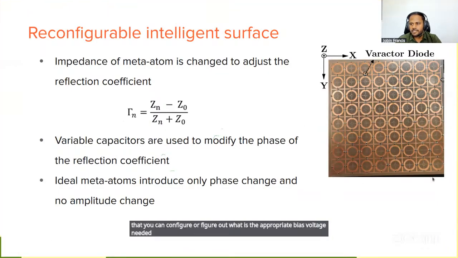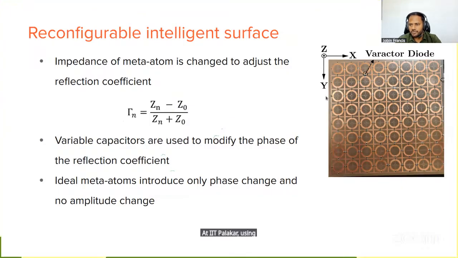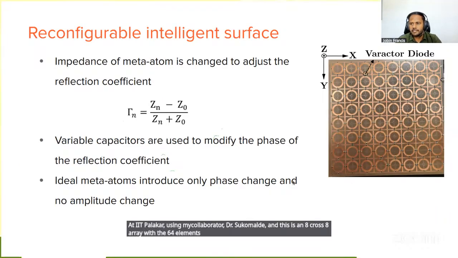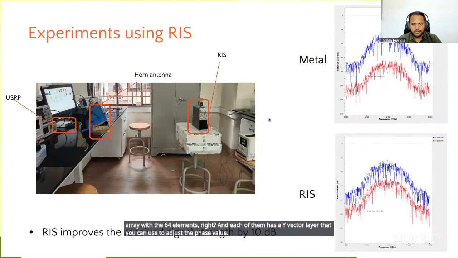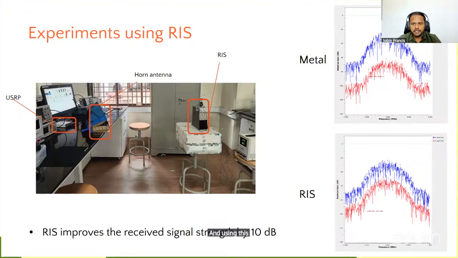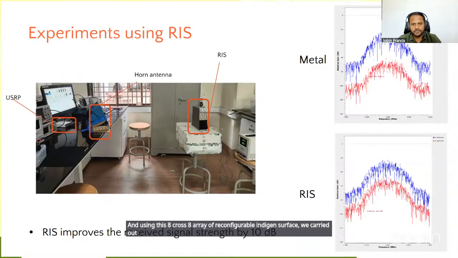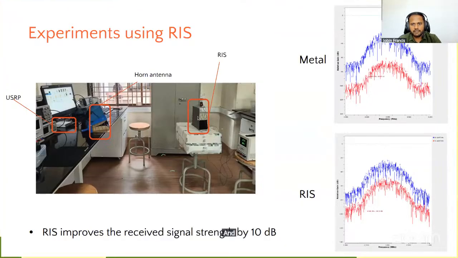This is one such surface that we fabricated at IIT Palakkad with my collaborator Dr. Sukomal De. This is an 8x8 array with 64 elements, and each of them has a varactor diode that you can use to adjust the phase value. Using this 8x8 array of reconfigurable intelligent surface, we carried out experiments. You have horn antennas, one transmitting and one receiving, and some SDRs generating the communication signals fed to these antennas, and these are reflected by this RIS back to the receive antenna.